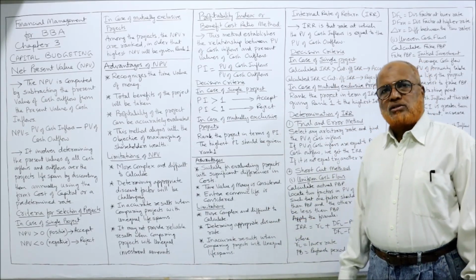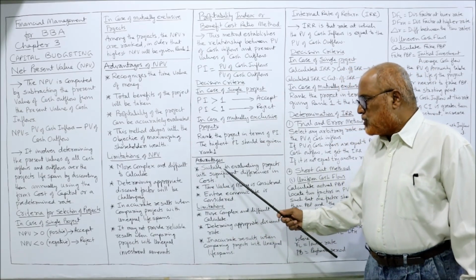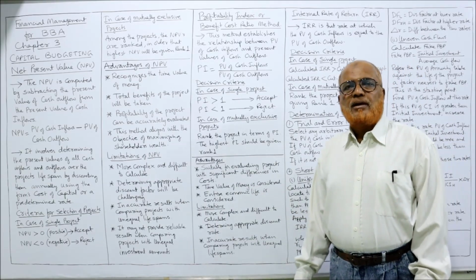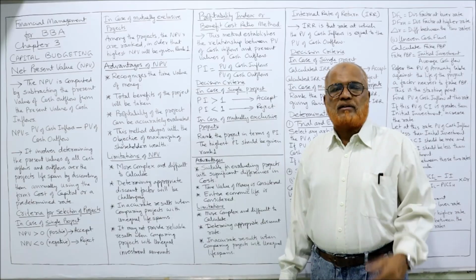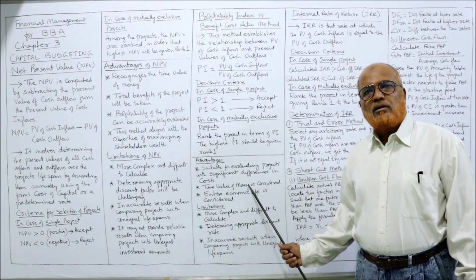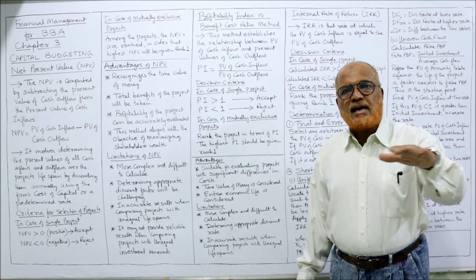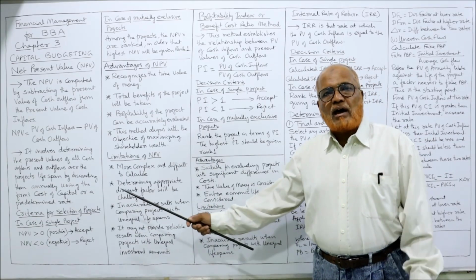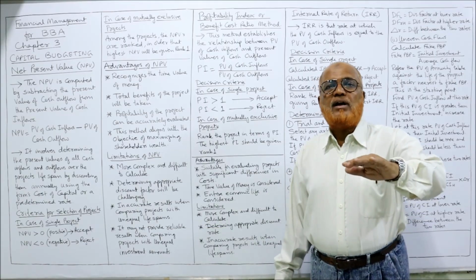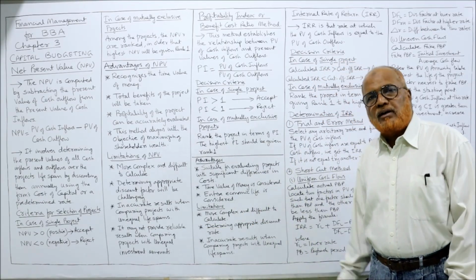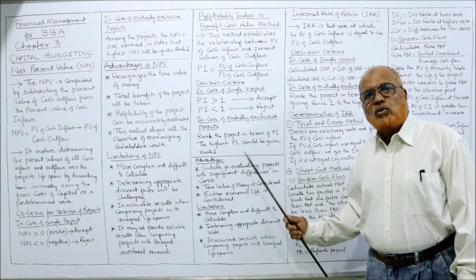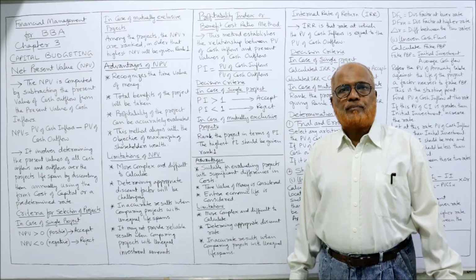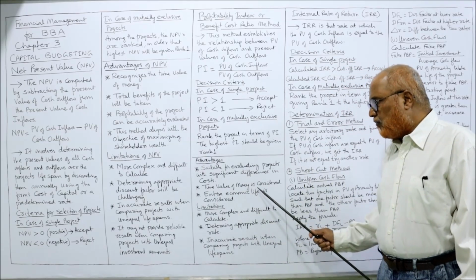Then advantages. Now advantages of PI. Suitable for evaluating projects with significant differences in cost. If the cost of the projects is different, then this will be suitable. If the costs of the projects are the same, then NPV is better. So whatever drawback we have in NPV, we are overcoming in the profitability index. So this is suitable when the amounts of the projects are not the same, unequal. Time value of money is considered.